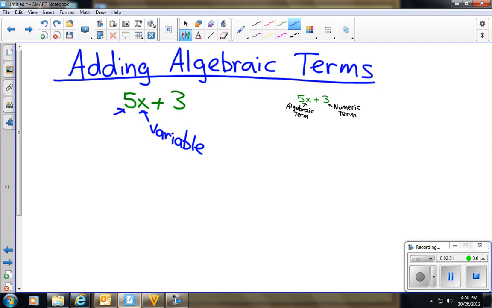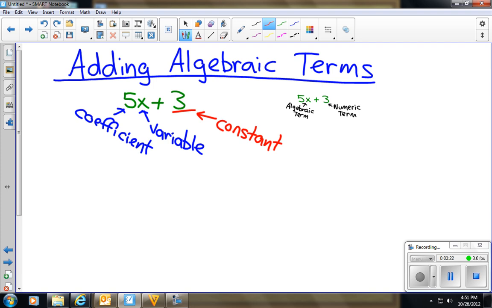Now, this number part has a special name. It is called a coefficient. So when you have an algebraic term, the numerical part, the number part of this, is called the coefficient. Now, what about if we just have a number with no variable? This is our numerical term. We call this a constant.